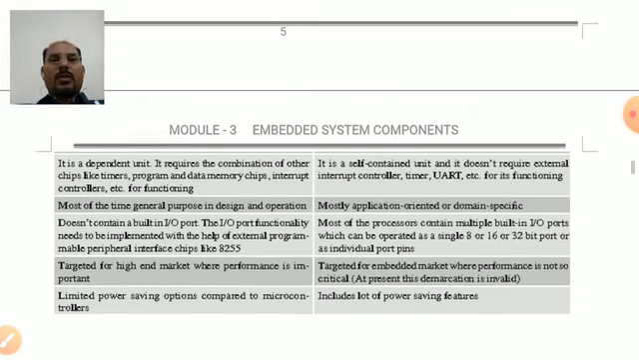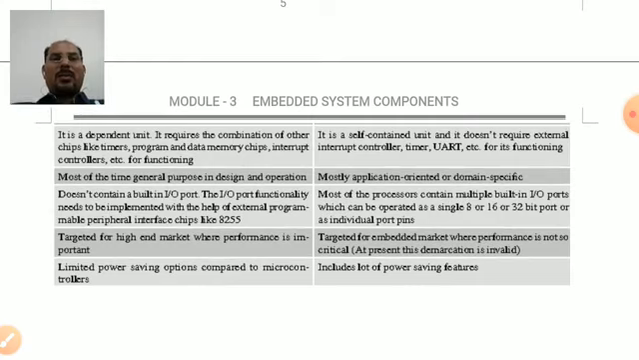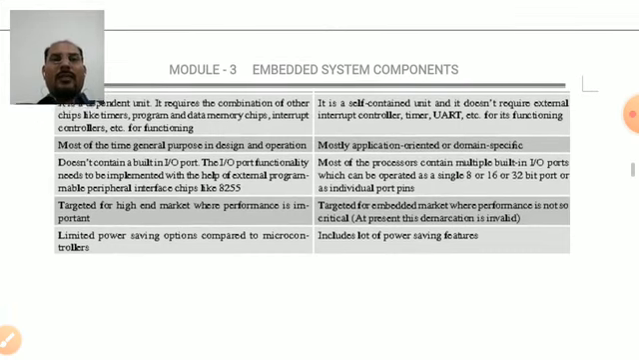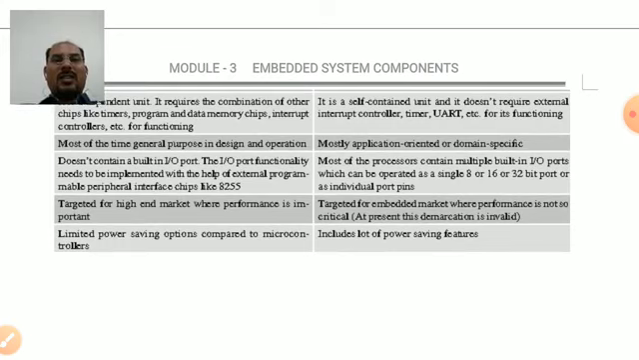Then a microprocessor is most of the time general purpose because of its design and operation, whereas a microcontroller is application or domain specific. Since a microprocessor does not contain built-in I/O ports, I/O port functionality has to be implemented using PPI chips called 8255. It is a parallel peripheral interface IC. A microcontroller does not require that because it comes with some inbuilt ports, maybe 3 or 4.